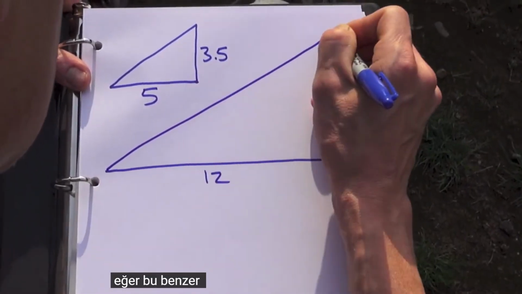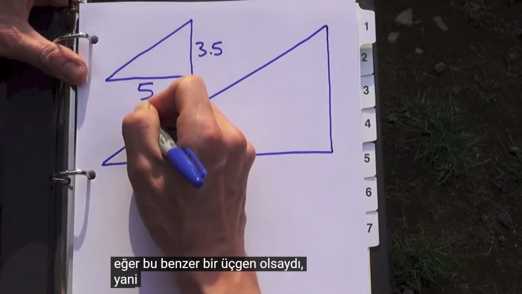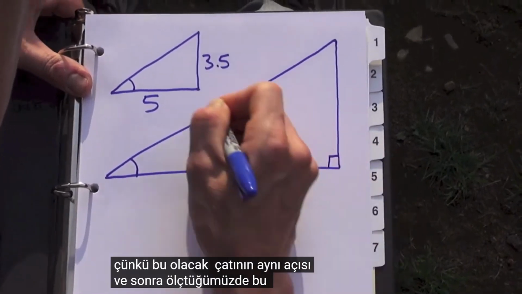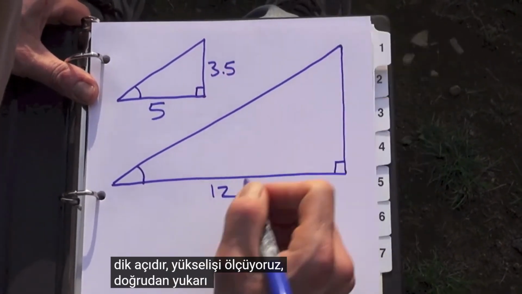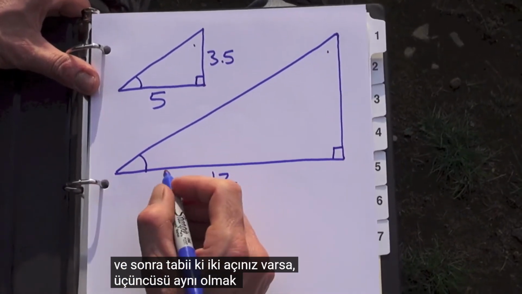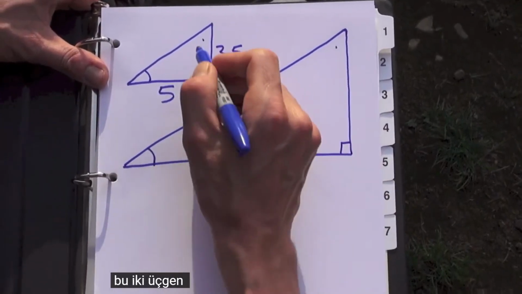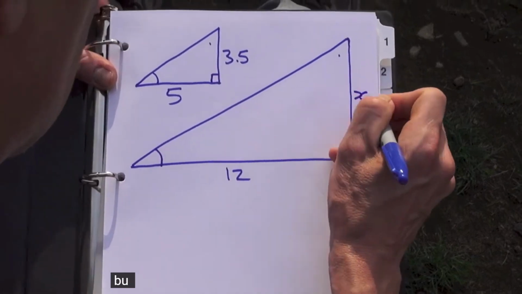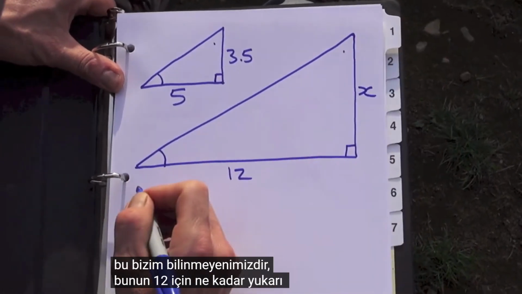If this were a similar triangle, which means that angle is the same, which it is because it would be the same angle of roof, and then when we measure the rise, we're measuring straight up, that's a right angle. And of course, if you have two angles the same, the third one has to be the same. Those two triangles are similar triangles because all the angles are the same. That's our unknown. We want to know how high up does that go for 12.